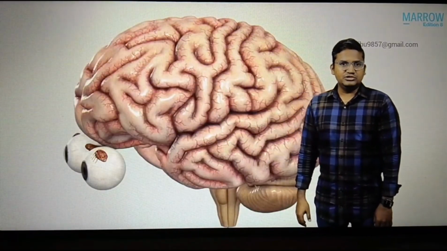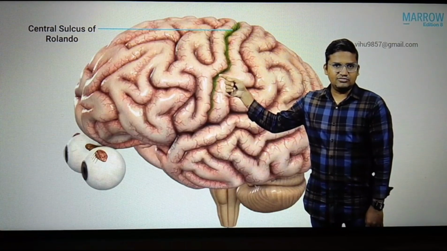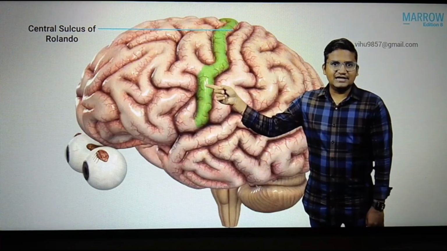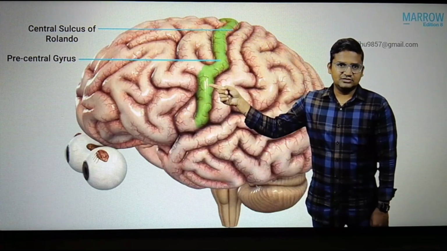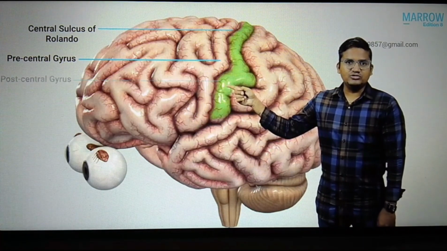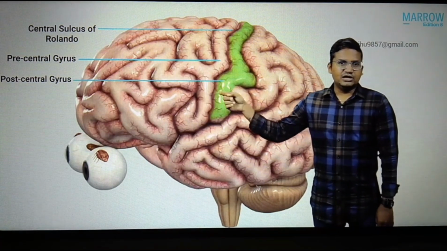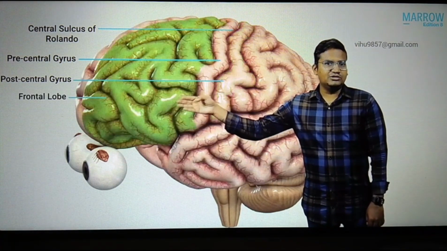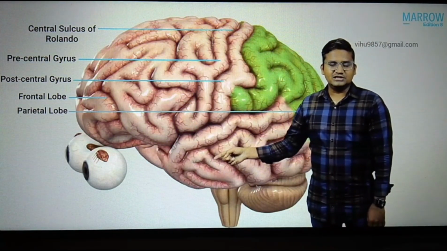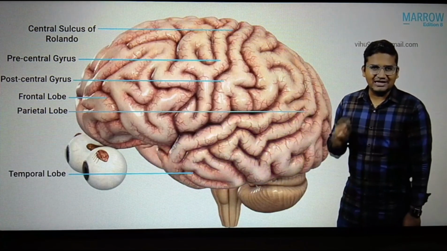Now we're going to see the central sulcus, the central sulcus of Rolando. Just in front of that we are seeing one gyrus, called the precentral gyrus. Just behind that, you are seeing the postcentral gyrus. Precentral and postcentral. In front you are seeing the frontal lobe, then the parietal lobe, and below you are seeing the temporal lobe. Now here we discuss certain important areas.